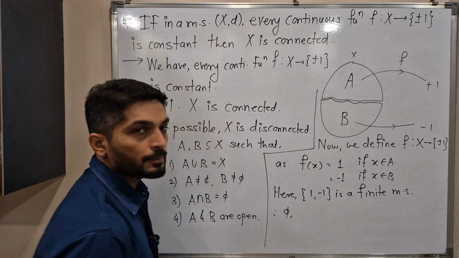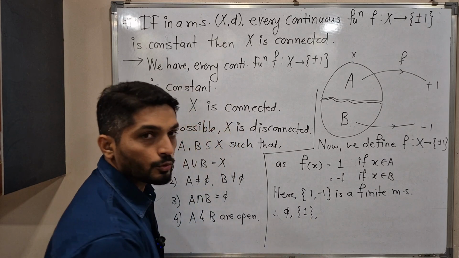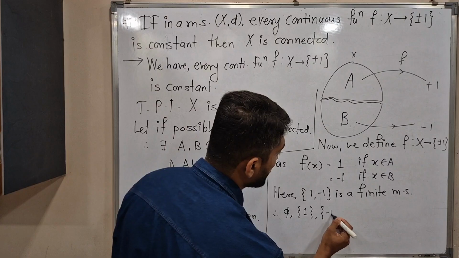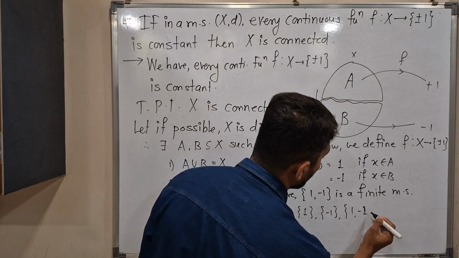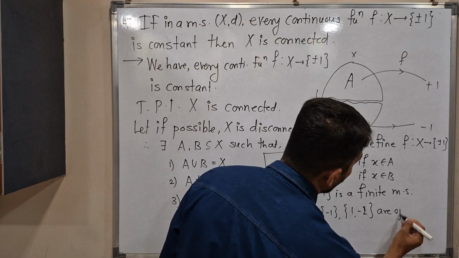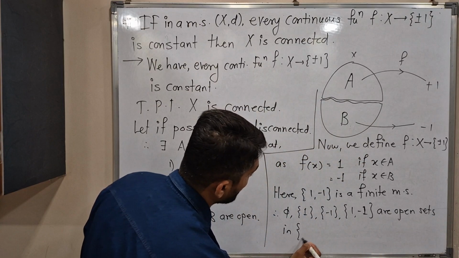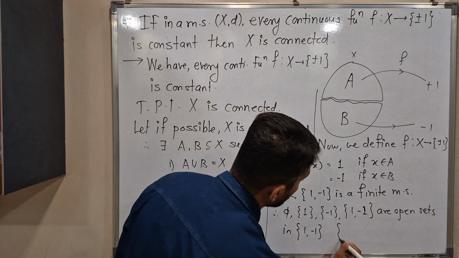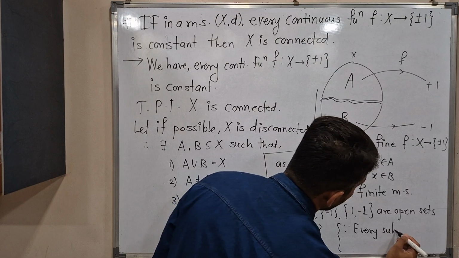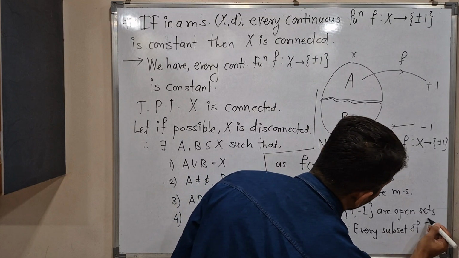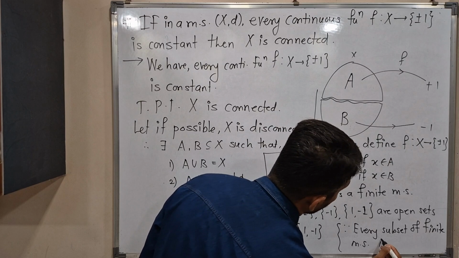The empty set phi is a subset of {+1, -1}. The singleton {1} is also a subset, the singleton {-1} is also a subset, and {1, -1}, right? These are open sets in this finite metric space {1, -1}, since every subset of a finite metric space is open.